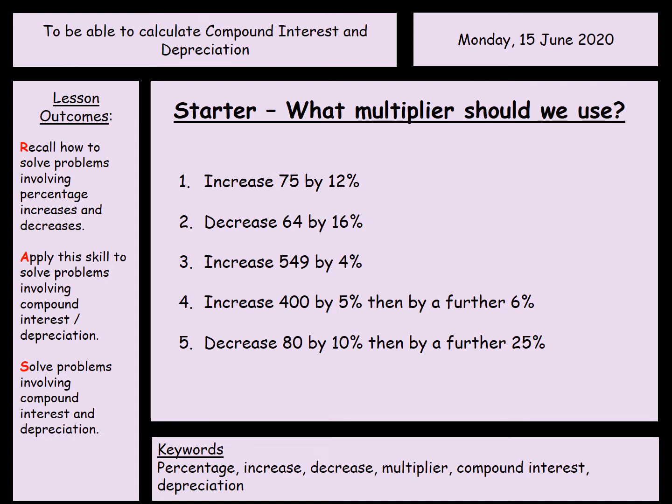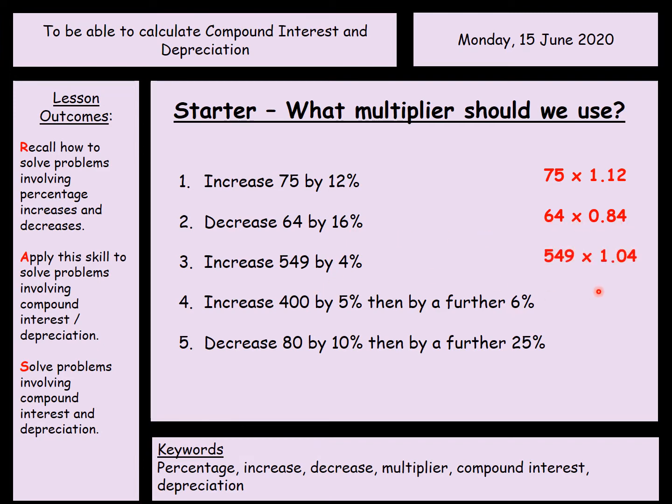Answers will appear shortly. Okay, so if we can start looking through these answers then, the first one, increasing by 12%, we would do 75 multiplied by 1.12. So the two digits of my percentage are the two digits after the decimal point here. Decreasing by 16%, so we start off with our 64, 16%. If you take that away from 100%, you're left with 84%. So we're doing 64 multiplied by 0.84.